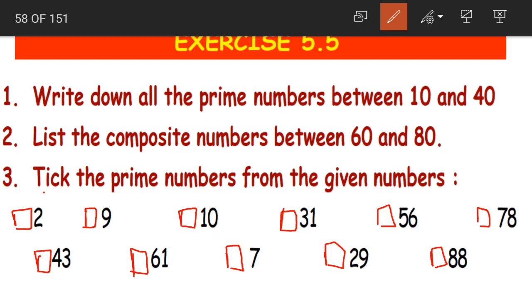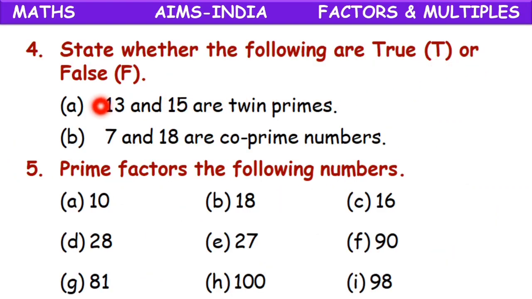Now coming to the list of numbers here. 2 is a prime number. 31 is a prime number. 43 is a prime number. 61 is a prime number. 7, 29. State whether the following are true or false.